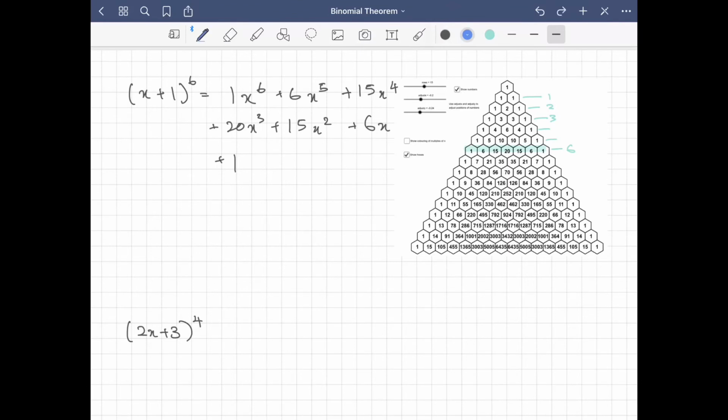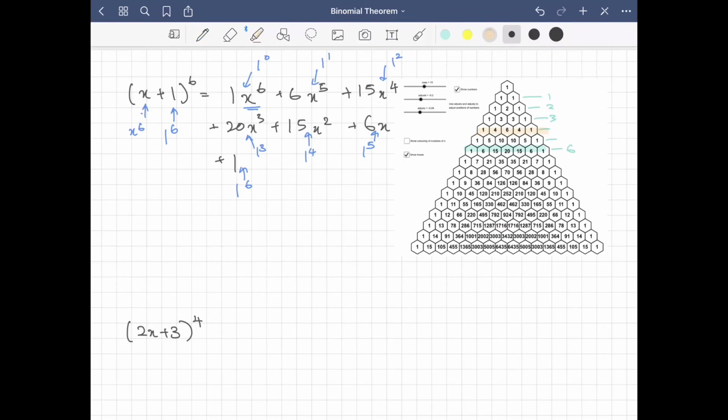Actually, there's something hidden here. Don't forget that when we raise the x to the power of 6, we also raise the 1 to the power of 6. So actually there is a 1 to the power of 6 at the last term, 1 to the power of 5 at the second last, and so on: 1 to the power of 3, 1 to the power of 2, 1 to the power of 1, and 1 to the power of 0. Since 1 to the power of anything is still 1, here it doesn't make any effect. But for the next question, it does make some effect.